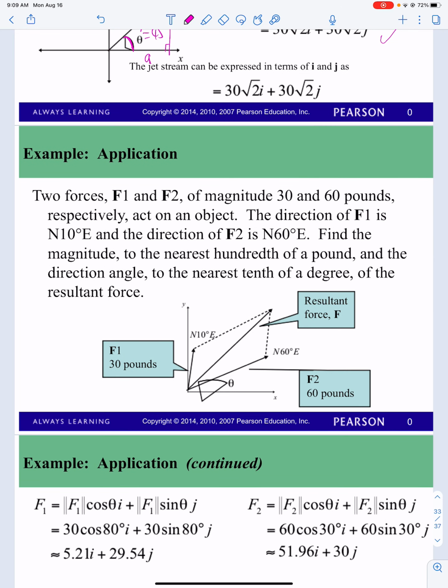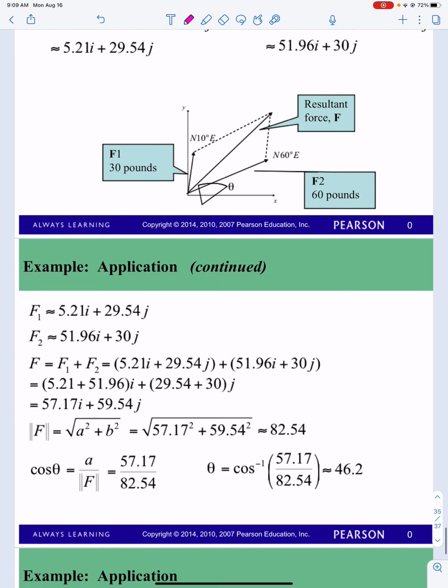If you have two forces, F1 and F2, with magnitudes of 30 and 60 pounds respectively, acting on an object, the direction of F1 is northeast 10 degrees, and the direction of F2 is northeast 60 degrees. Find the magnitude to the nearest tenth, and then the direction angle to the nearest tenth of the resultant force. This one is a tricky one.